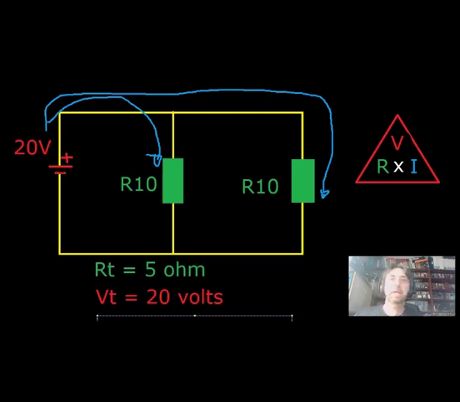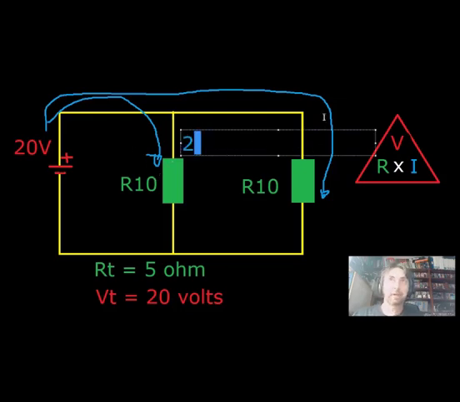But how are those amps distributed across these particular components in this circuit? If we were to measure it, of course there will be 2 amps going down this route and another 2 amps going down this route, giving you a total of 4 amps.